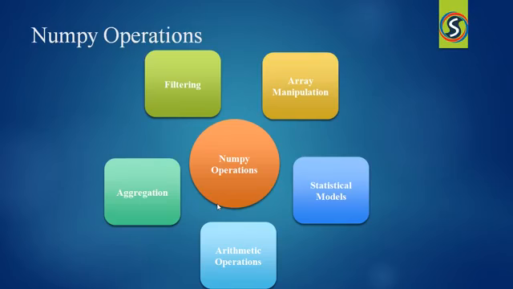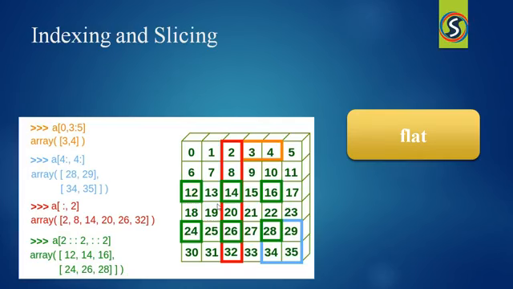Firstly, let me explain about the filter. If you want to filter the elements, then you need to use indexing and slicing. Here, you have to construct an array, store that array into a separate variable name, and use the square brackets. Inside the square brackets, use a comma separator. The left side of the comma is for rows and the right side of the comma is for columns. Whenever you specify any indexing position or slicing, the elements will be retrieved from the array.